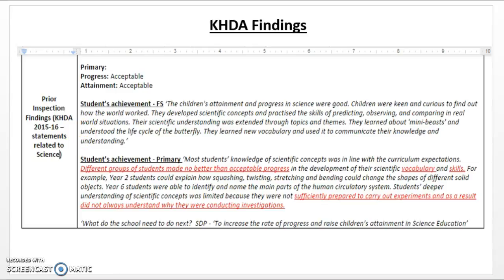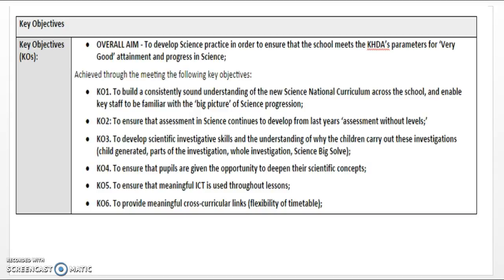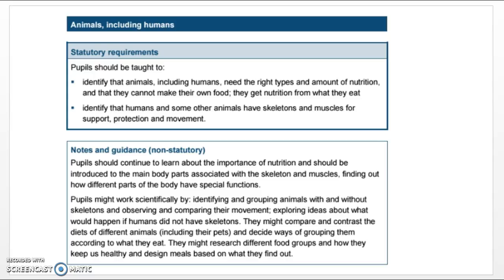Okay, well, the next slide I want to show you is my key objectives. These are the key objectives that I've placed on my action plan for science. Now, there are 6 of them, and maybe you would like to pause the video now and have a look at what I intend to do. Great, that just gives you a picture sharing the action plan so you don't have to read through the whole document. Right, very briefly, I just want to show you a couple of things.